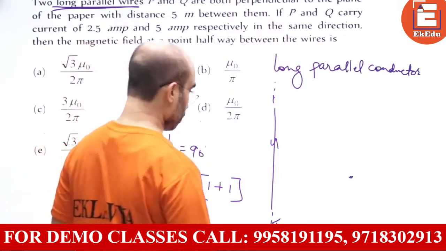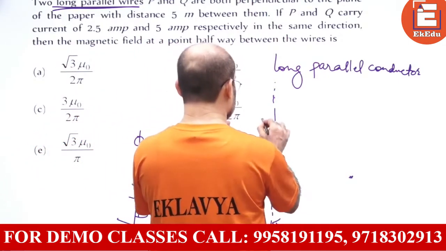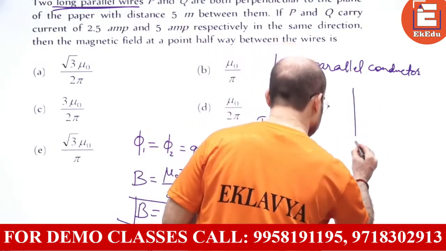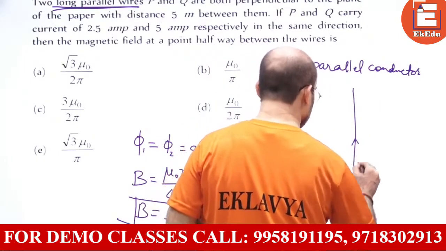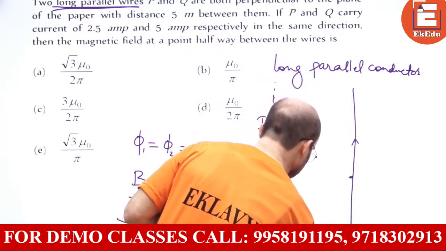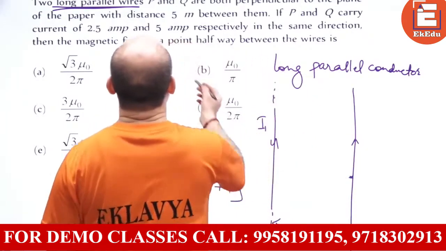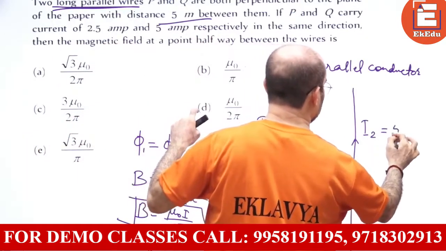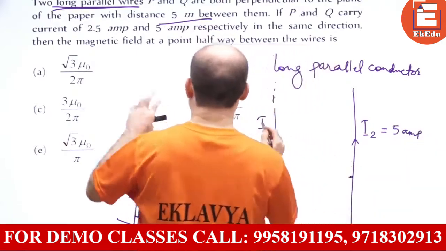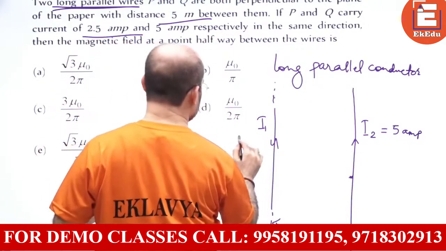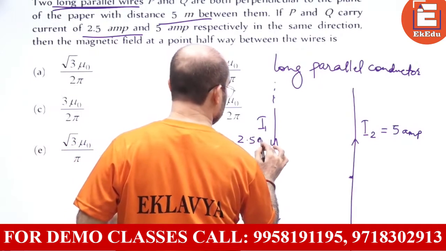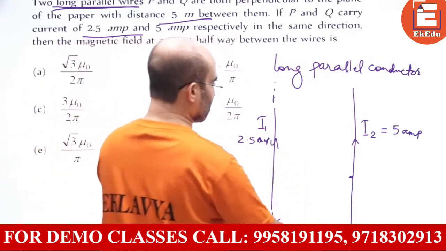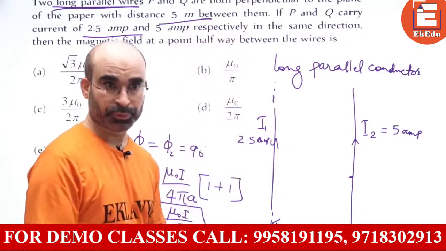So this is one conductor carrying I1. This is another conductor carrying I2. The distance here is 5 meters. This is given, right? Here I2 is 5 ampere and I1 is given as 2.5 ampere. Okay, this is given. So the current is in the same direction, that you can figure out.